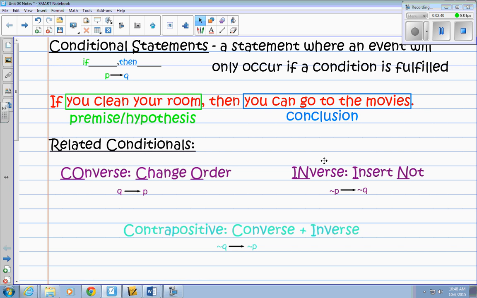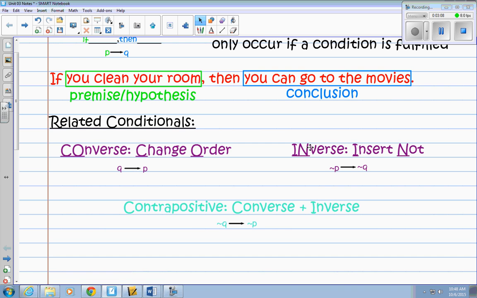The other thing to note is that conditional statements, while they are in the format of if-then, they don't have to be. You could reword this statement as, all children who clean their room get to go to the movies, and it's stating the same information, that you only go to the movies when you've cleaned your room, but it's not written as an if-then statement. So you have to keep that in mind. Sometimes it's not always going to be written that way. You'll need to be able to translate it.